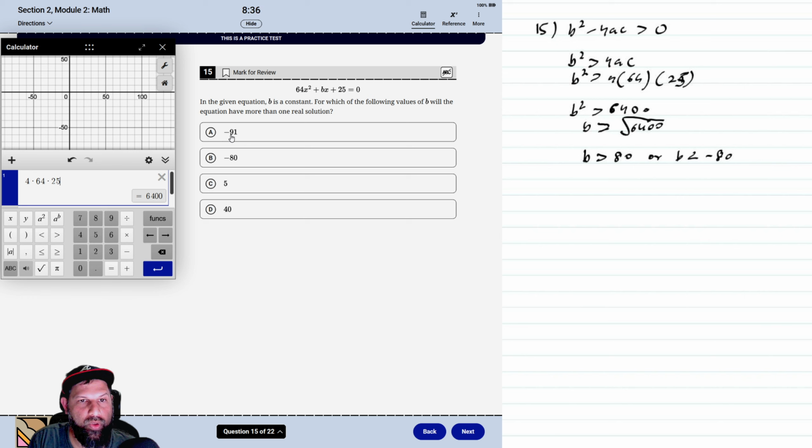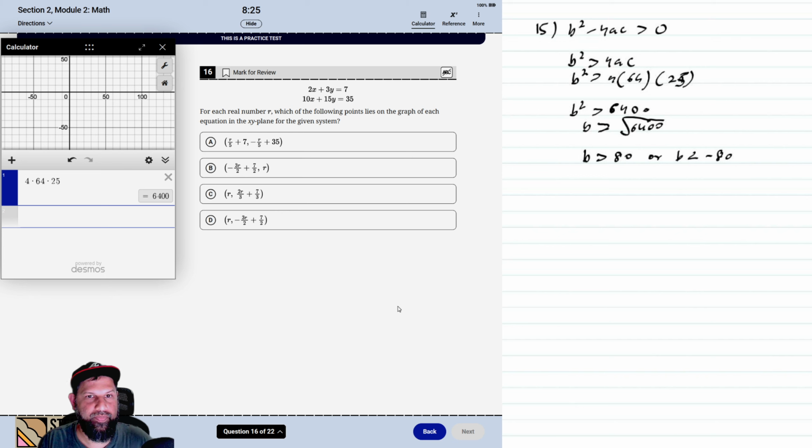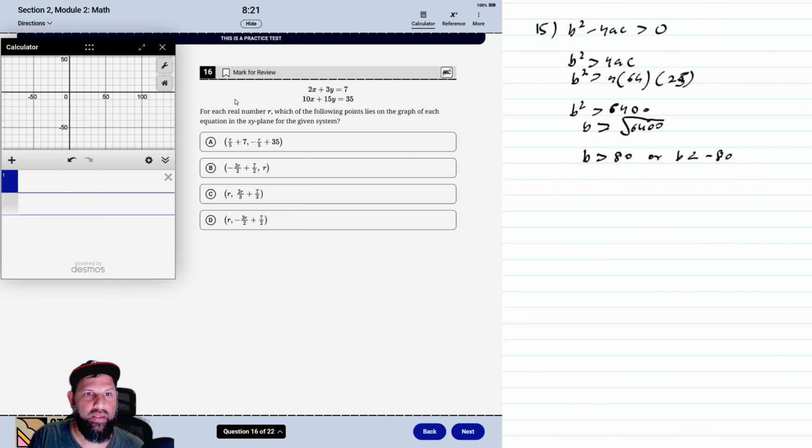So the only value that's under negative 80 is A. Negative 80 does not count. It's not equal to. We have to be less than that. Okay, that's the answer. We have 16.